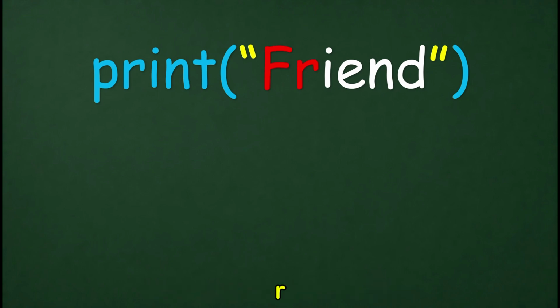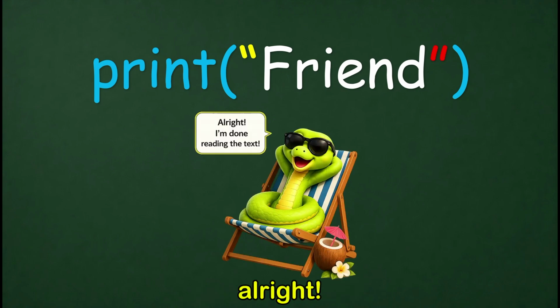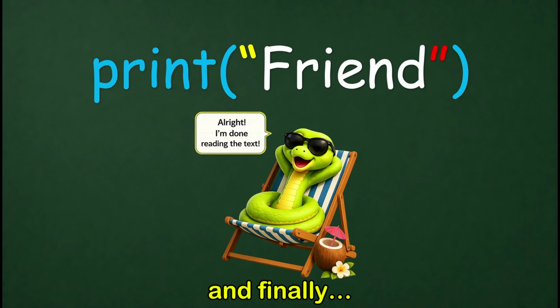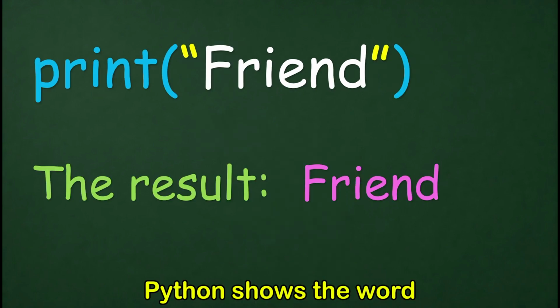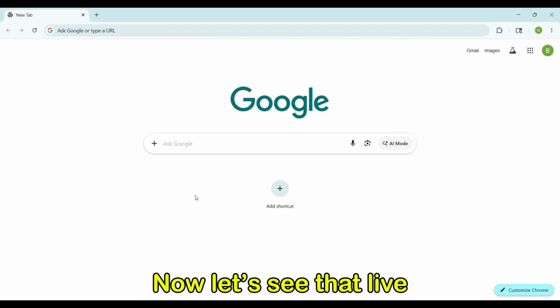F, R, I, E, N, D. Then Python reaches the second quotation mark. So Python says, all right, I'm done reading the text. And finally, Python shows the word friend on the screen. Great job. Now let's see that live.